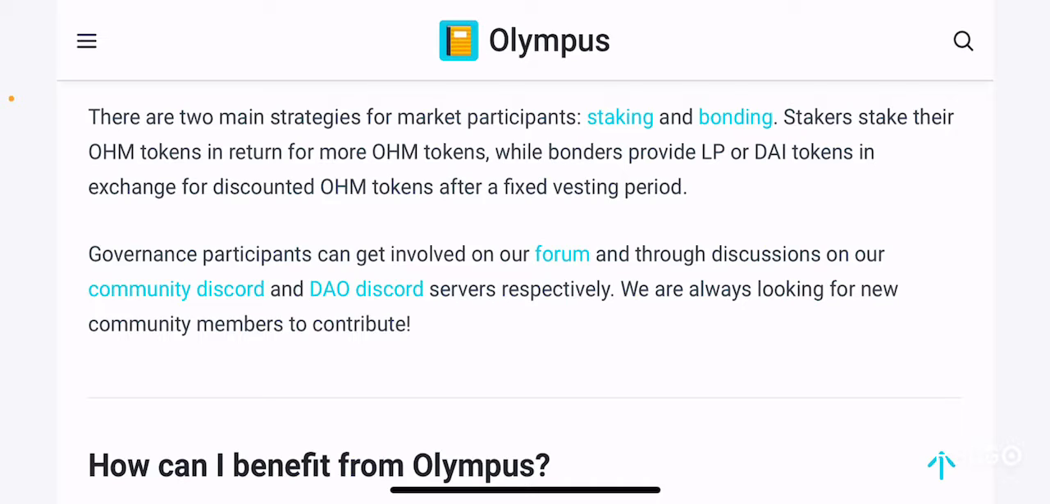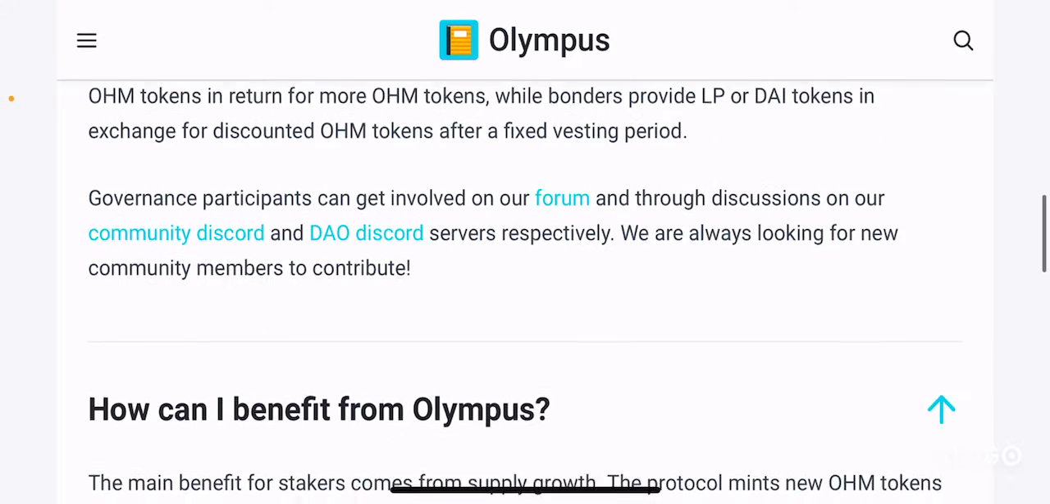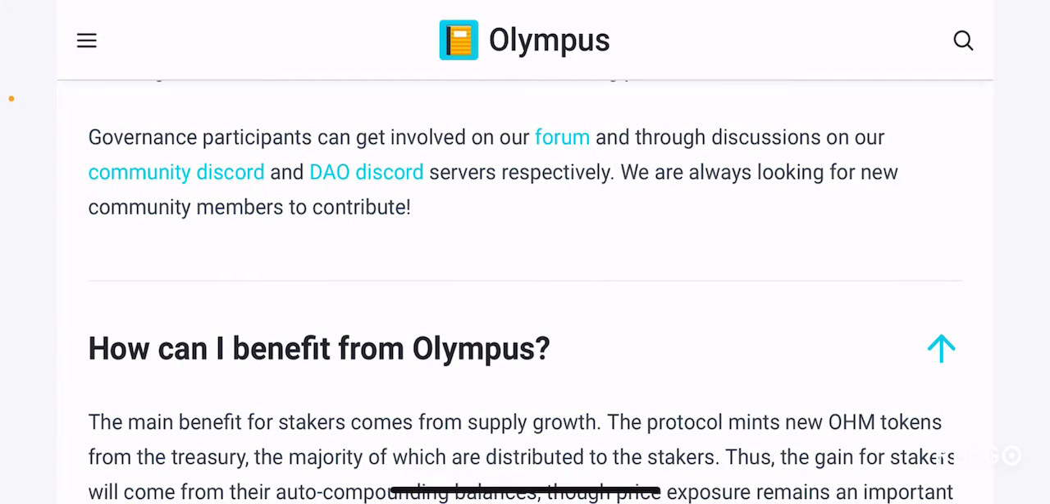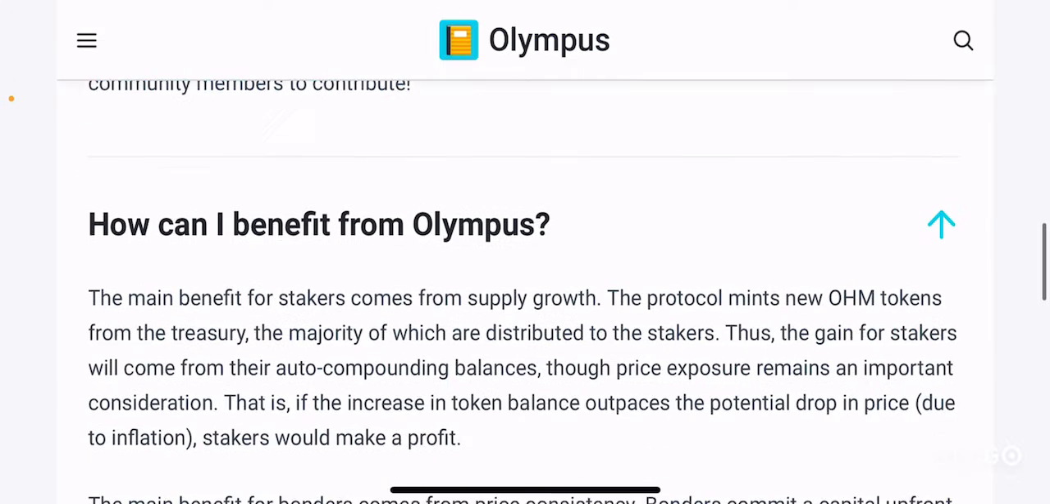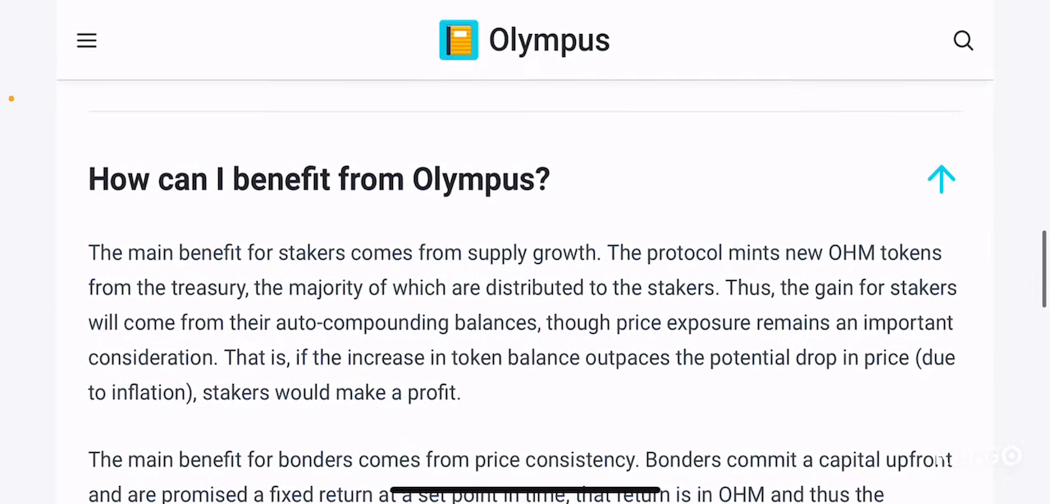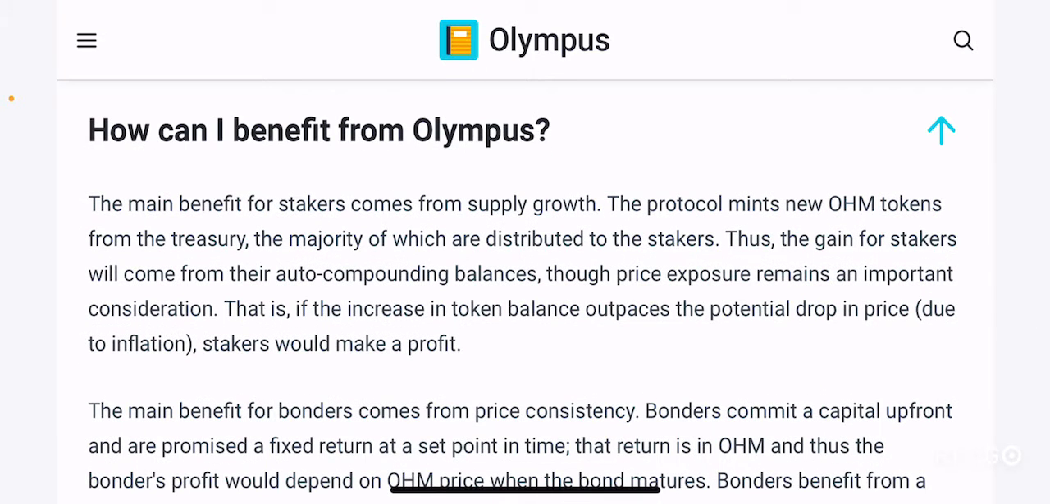right? So you can also go to their social media platforms such as Discord and their community Discord in order to communicate with the team, as well as try to provide your ideas which they may potentially use, right? So again, a very simple but at the same time quite elegant process when it comes to bonding. So how can I benefit from Olympus?